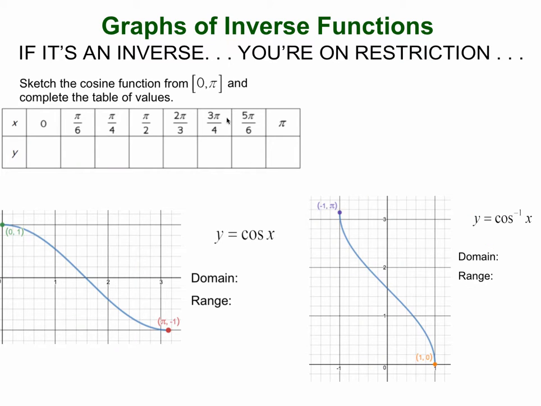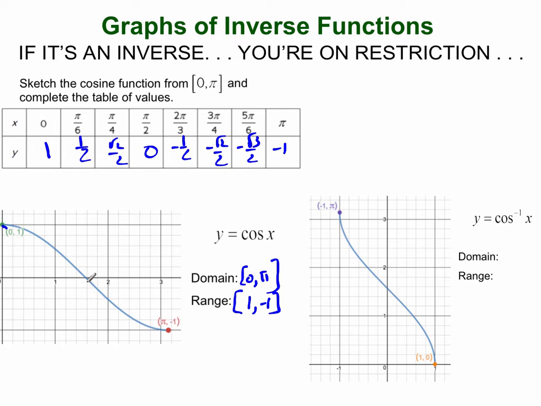Now let's do the same thing with the cosine function. So first let me fill out the table. Cosine of 0 is 1, pi/6 is √3/2, √2/2, 0, -1/2, -√2/2, -√3/2, and -1. So when I graph cosine and I restrict the domain to 0 to pi, it starts at 0, and the range goes from 1 to -1.